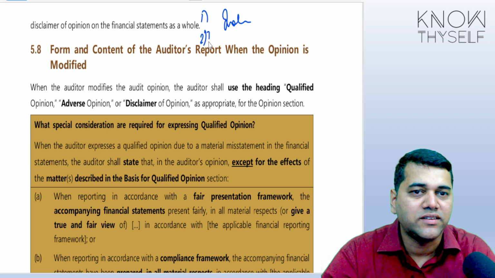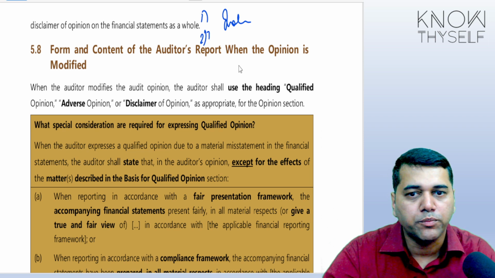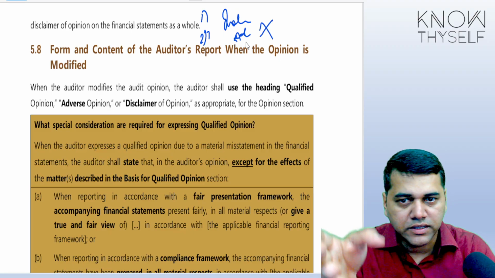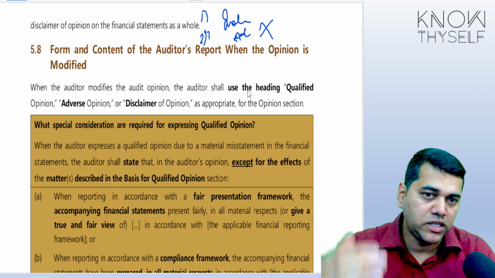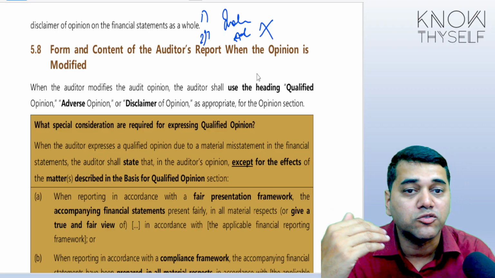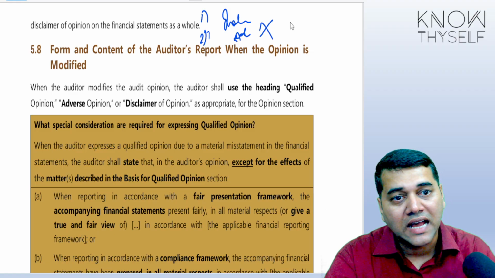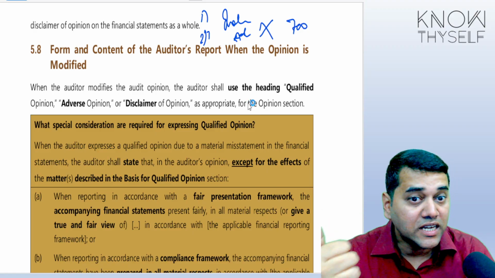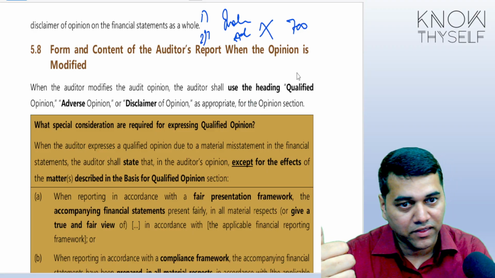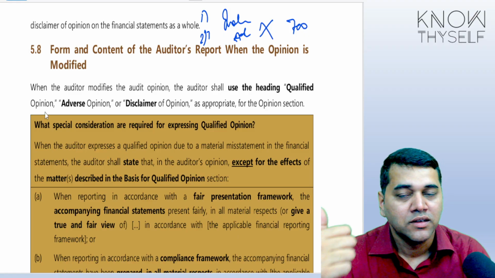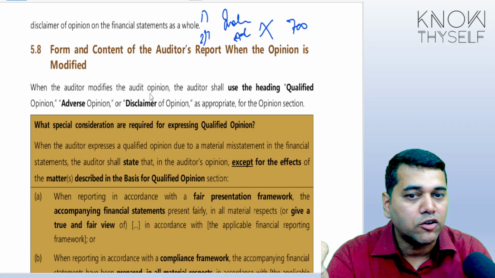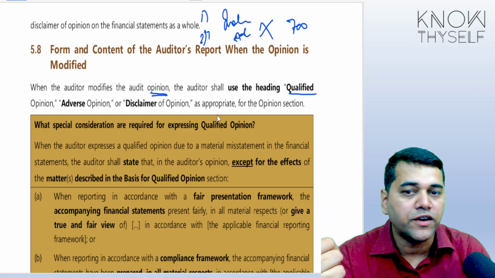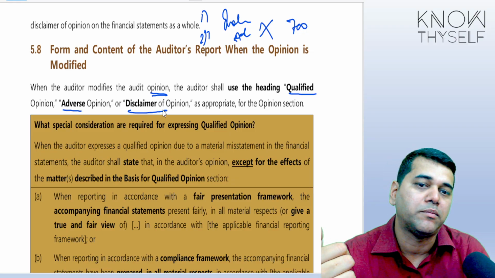That's why they didn't discuss it now. Second, your addressee. If you are going to give a modified opinion, will your addressee be different? No. That's why they didn't discuss it here. What they have discussed is the element which is going to change as compared to SA 700 if you are going to give the modified opinion. So the third element is opinion. Now from here it's going to change. In SA 700 we had the heading called opinion. So here the heading will change into qualified opinion, adverse opinion, or disclaimer of opinion.